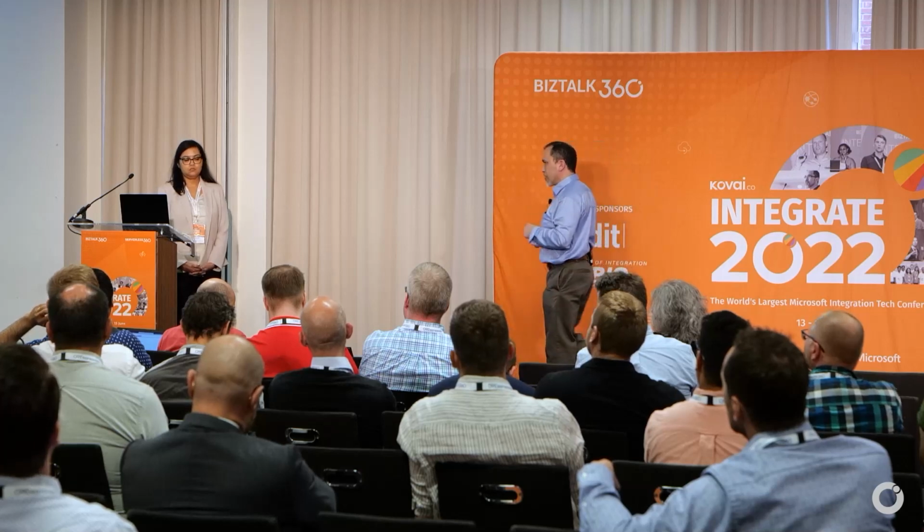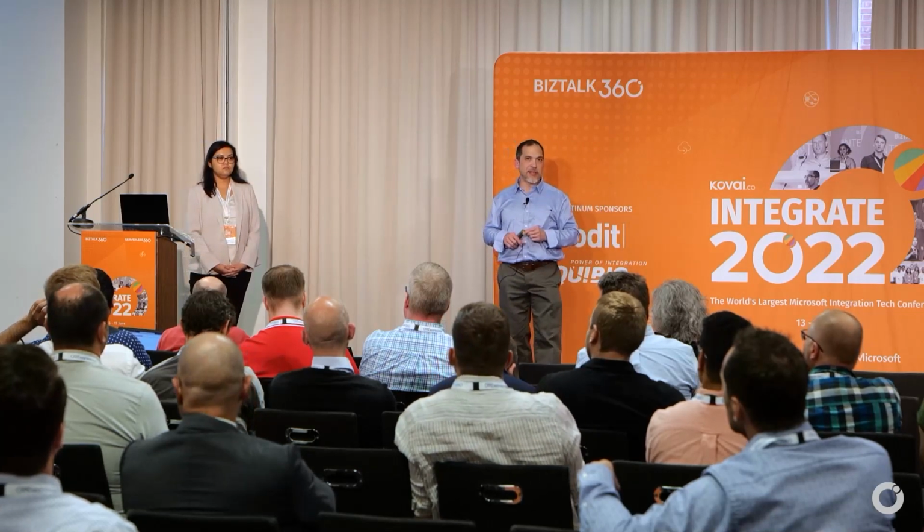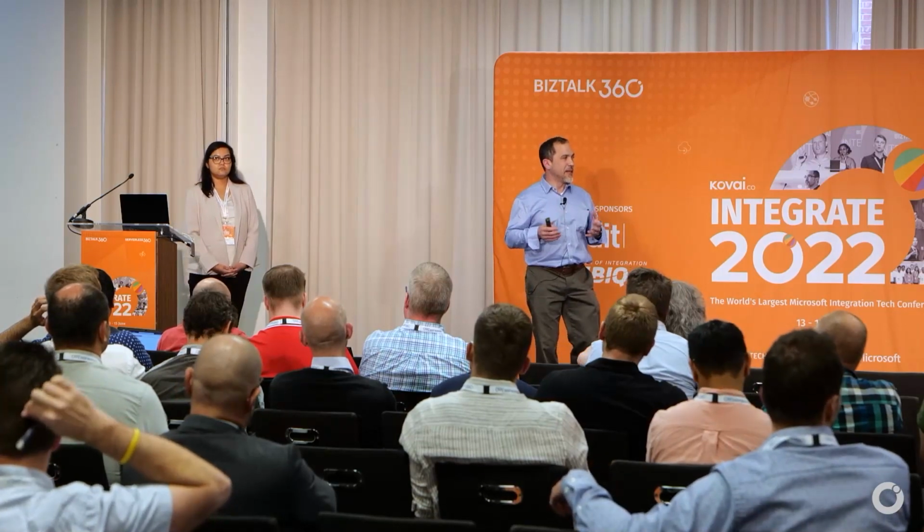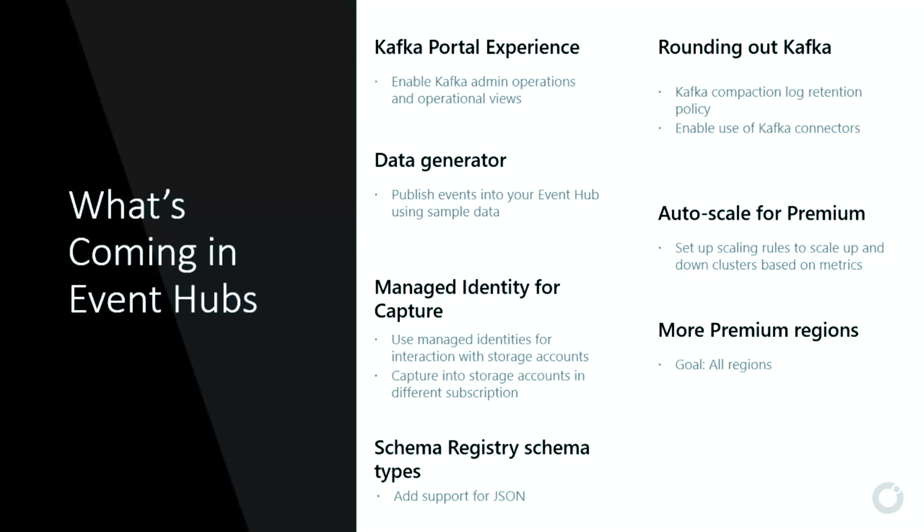Rounding out Kafka. The first important thing that we're going to do is support compact topics. With compact topics, we'll have full connector support for Kafka connectors. And autoscale for Premium. We released Premium back at the Ignite conference in November, and we're working on giving you an autoscale capability so you can base it on metric rules of when you want to scale up and down. And then Premium in more regions. We're chasing down regions to get our Premium in more places for you.